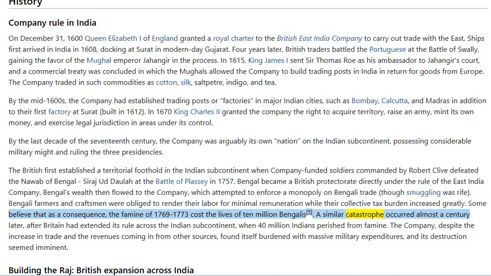A similar catastrophe occurred almost a century later, after Britain had extended its rule across the Indian subcontinent, when 40 million Indians perished from famine. The company, despite the increase in trade and the revenues coming in from other sources, found itself burdened with massive military expenditures, and its destruction seemed imminent.